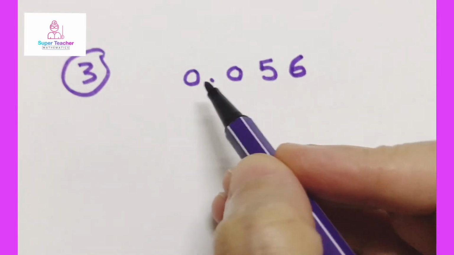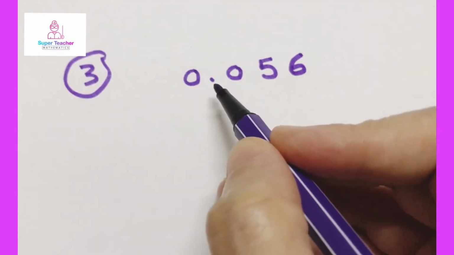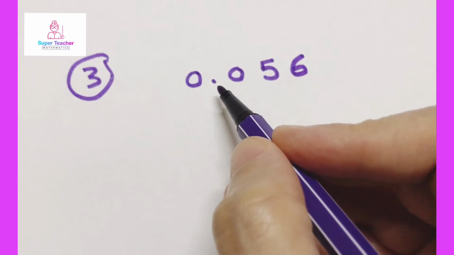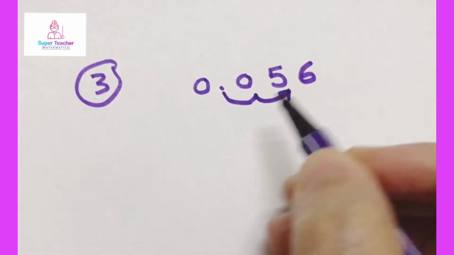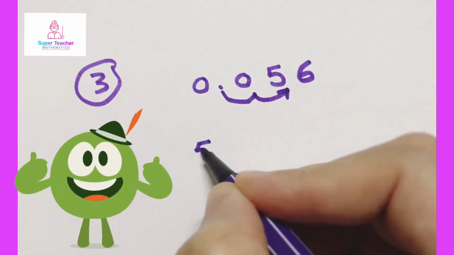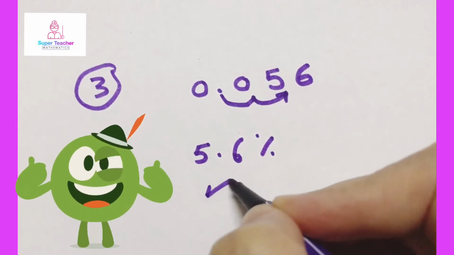Question 3, 0.056. I want to change it to percent. As we did in the previous 2 questions, I will take the point 2 times to the right, so it will be 5.6%. Done.